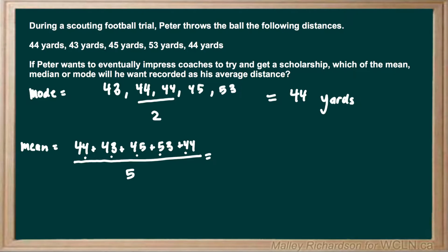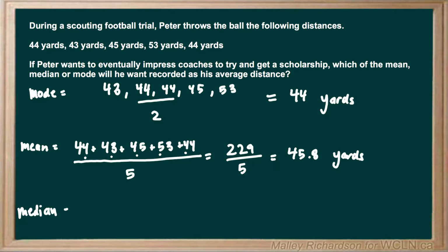Adding the top numbers all together, we get a total of 229, and then we have to divide that by 5. 229 divided by 5 gives us 45.8 yards. As you can see, this answer is already greater than our mode, so we would rather use our mean than our mode to get a better representation of his data. But we still have to find out the median to see if it is any better.